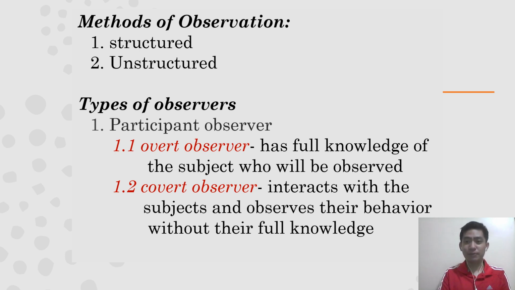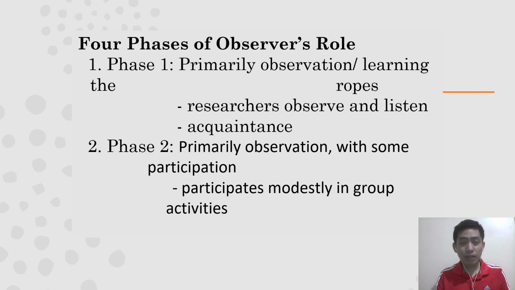full disclosure. Now, the phases of the observer's role. First is primarily observation and learning the ropes. The researcher observes, listens, and gets acquainted. So you build rapport if you do observation. You build rapport first with your respondents or with the community that you are being exposed with.